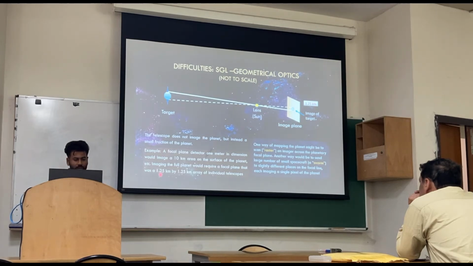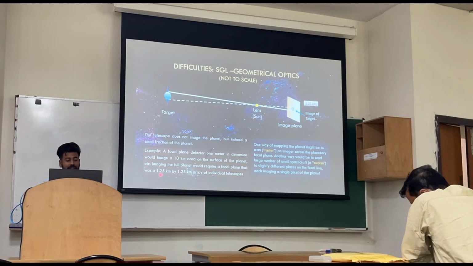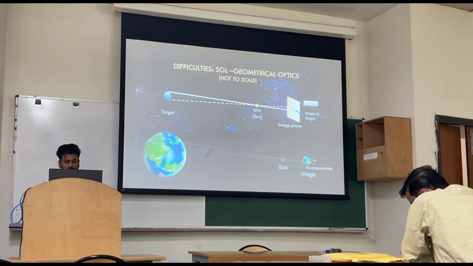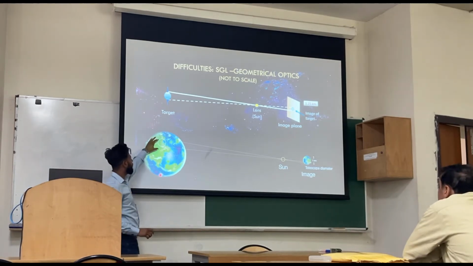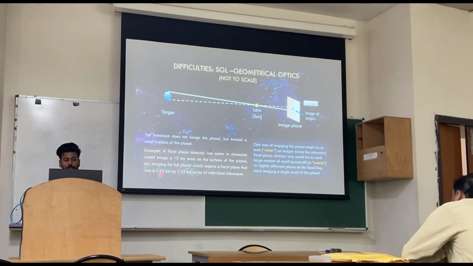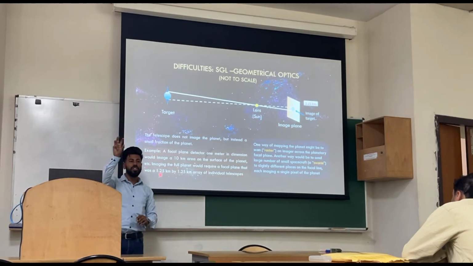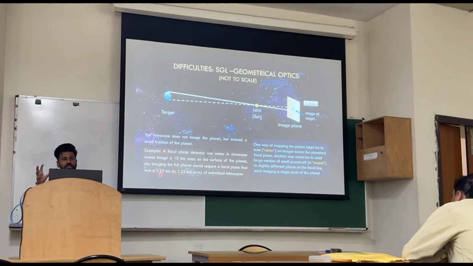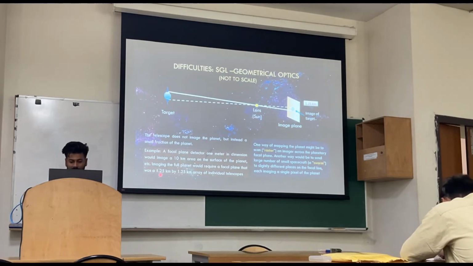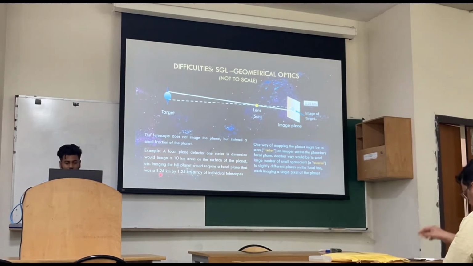The telescope does not image the whole planet, but instead a small fraction of the planet. As an example, a focal plane detector 1 meter in diameter would image a 10 km area on the surface of the planet. So if my telescope has a 1 meter aperture, it will capture a 10 km area of the planet at a time. There are two techniques for that imaging. One way of mapping the planet might be to raster scan. I will change the position of my telescope and image the planet pixel by pixel and construct the whole image. The other way is a swarm, where we send a large number of small spacecraft.